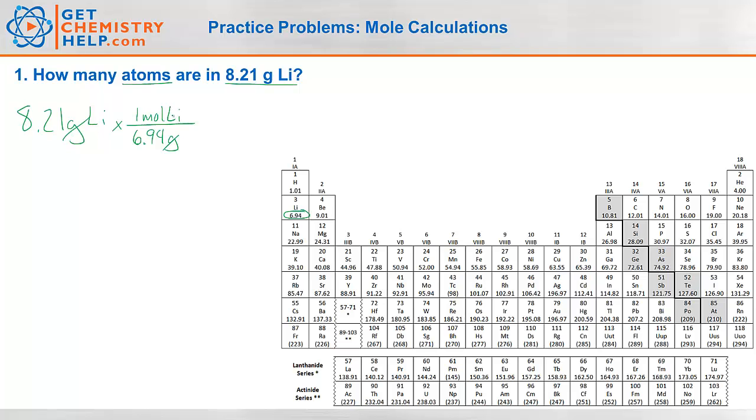So now I'm in moles of lithium, but I want atoms. Well, whenever we go from moles to atoms, atoms are a kind of particles. That's where we use Avogadro's number. So I want moles to cancel, so mole will go on the bottom. 1 mole lithium down here is Avogadro's number of lithium particles. And what's the smallest piece of lithium called? Oh, it would be an atom. So atoms. So moles lithium cancels. 8.21 has 3 significant figures. 6.94 has 3. 6.022 has 4. So my answer should have 3. And I got 7.12 times 10 to the 23rd atoms of lithium.